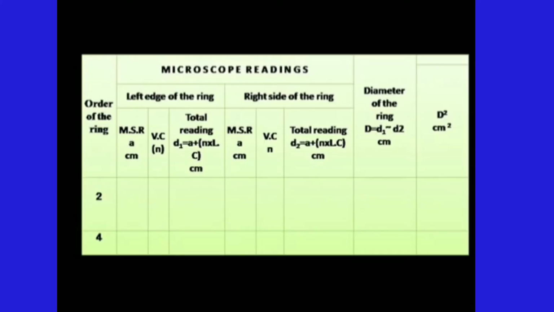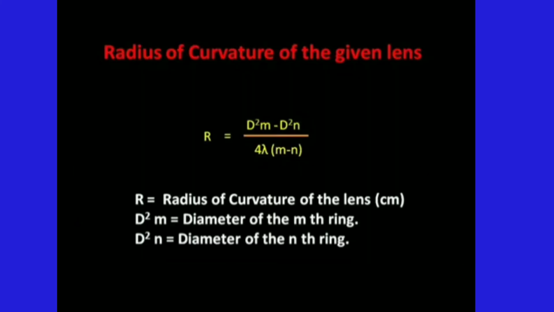From that diameter we will calculate the radius of curvature of the given plano convex lens and the wavelength of the given source of light by using the Newton's rings experiment formula. Lambda equals dm square minus dn square by 4r into m minus n, or r equals dm square minus dn square by 4 lambda into m minus n.